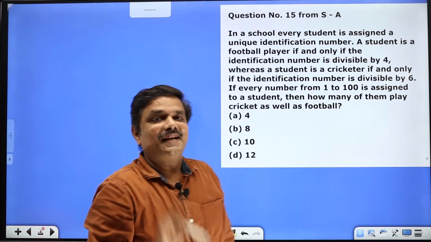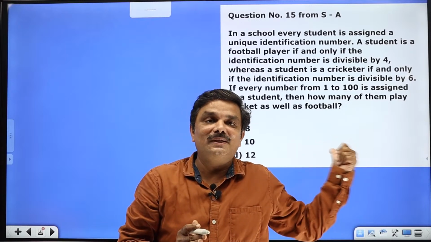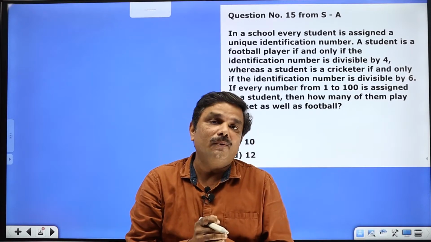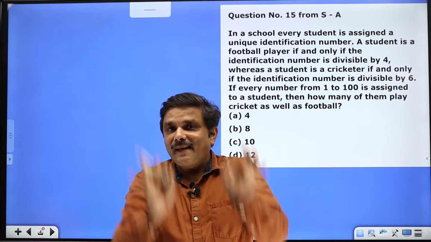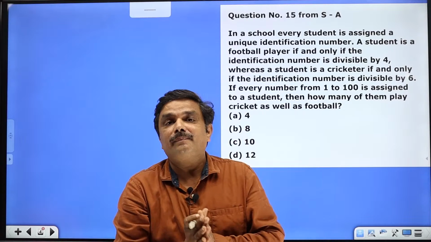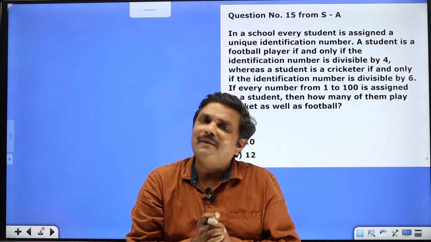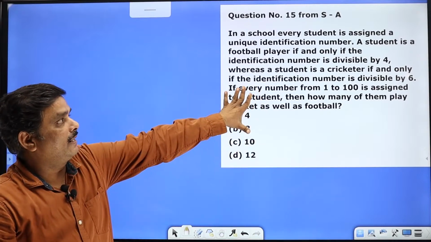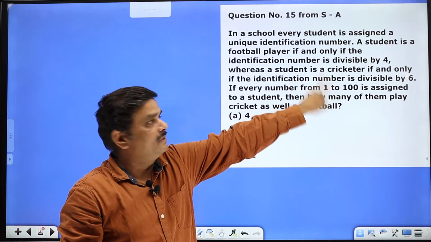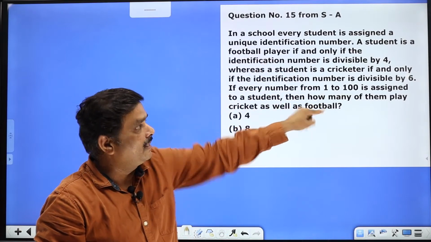Good question in the sense, I can say one thing here. If you do not know the basic methodology to do this type of question, it's really going to be a very, very difficult question for you. But if you know the basic LCM concept, without writing anything on the paper, you can do this one. I can say rather, this question is based on a basic LCM concept. Because clearly they have given that a student is given a number. If he is a football player, the number must be divisible by 4.